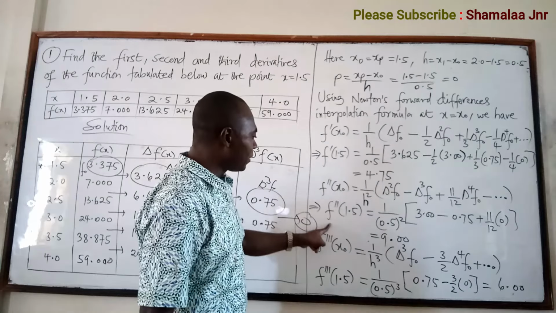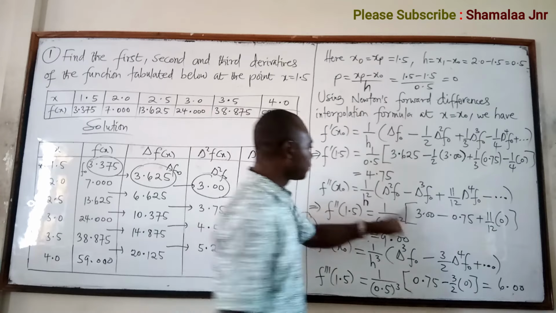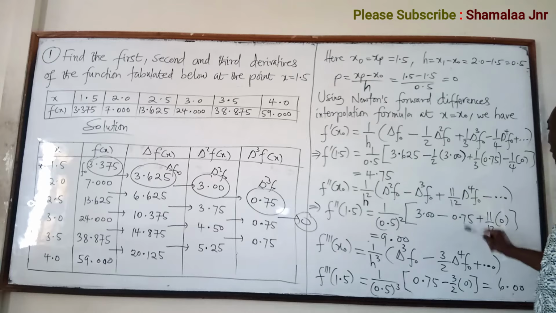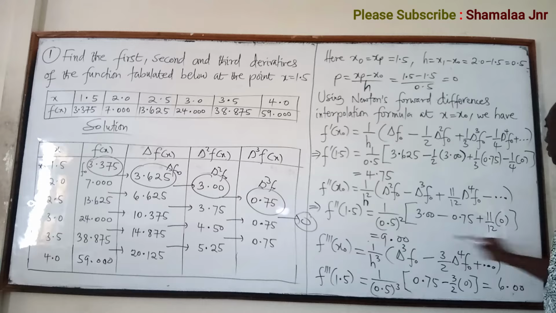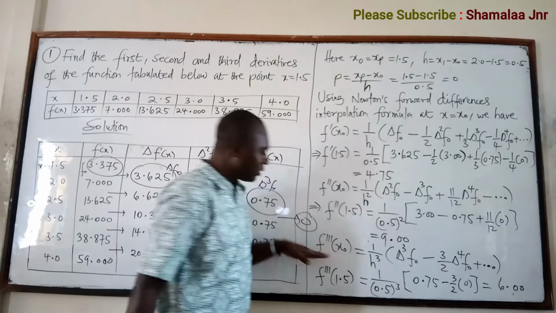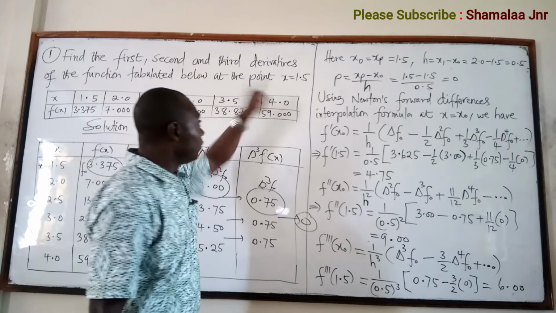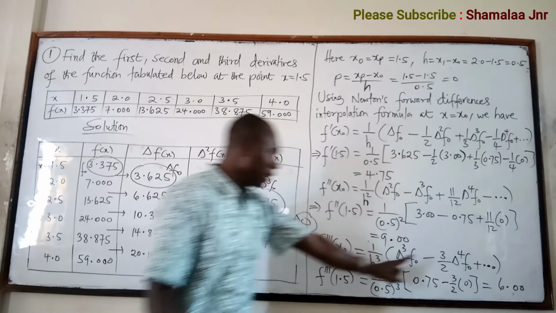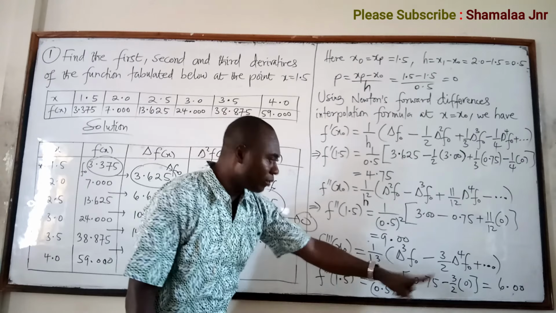And then when you do the substitution, the second derivative evaluated at 1.5, look at it. Delta squared f naught is this. This one is 0.75. And then this one is 0. So when you do the substitution, I'm getting 9. And then finally, you want the third derivative because we are asked to find the first, second, and third derivatives evaluated at 1.5. So the third derivative will be given by this. Yes, this formula is also from there. And then when you do the substitution, you're going to get 6.